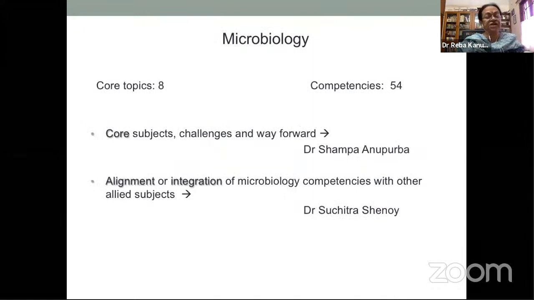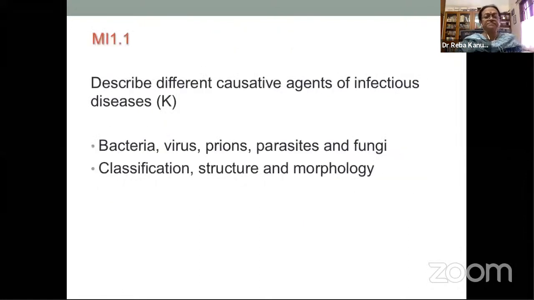So microbiology has been divided into eight core topics with 54 competencies. Now the core subjects, challenges, and the way forward will be described and discussed in detail by Dr. Shampa. And the alignment, which is again an integral part of the new curriculum, and how do we integrate with other departments, Dr. Suchitra will be helping us out in these areas. So now going to the eight competencies.